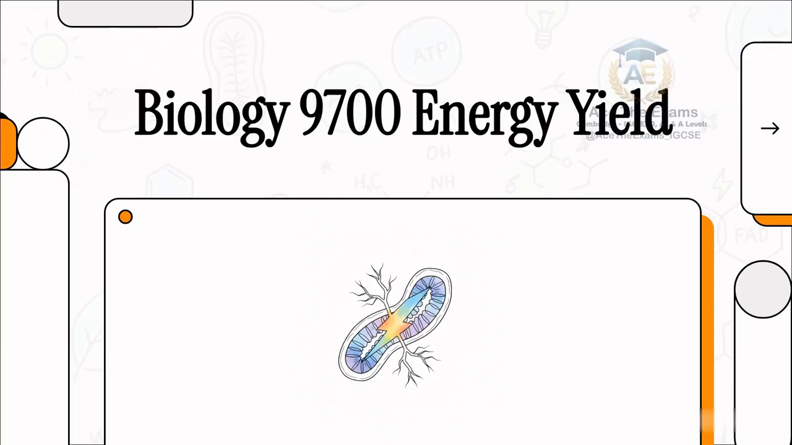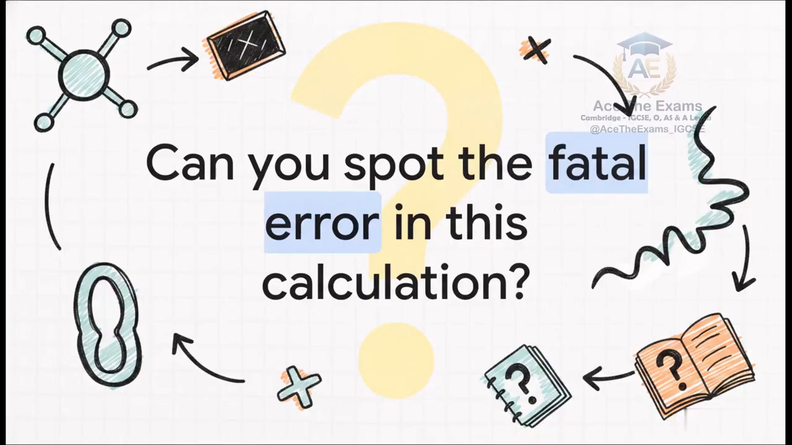If you get it wrong, you're not just dropping a single mark. You are seriously risking a slide down an entire grade boundary. So take a look at this calculation. I'm going to give you 3 seconds. Can you spot the grade-dropping error before I point it out?